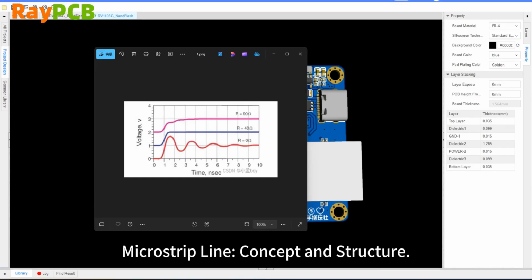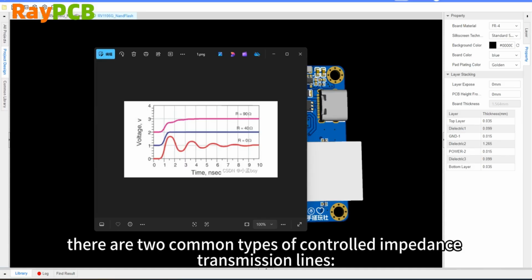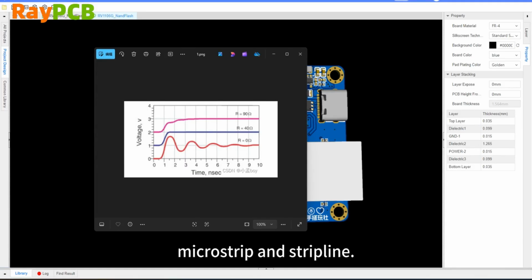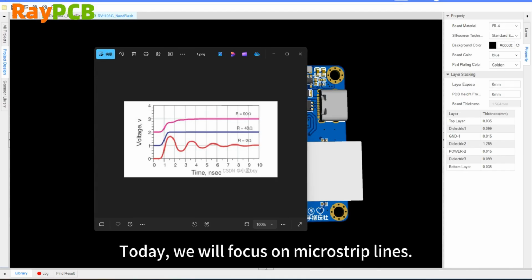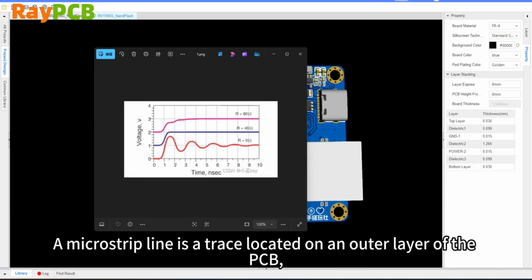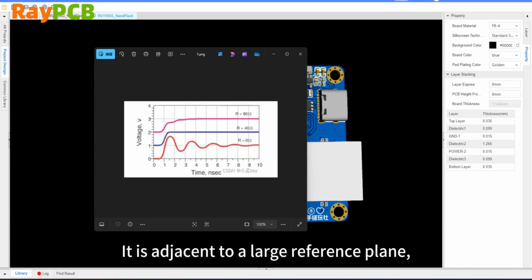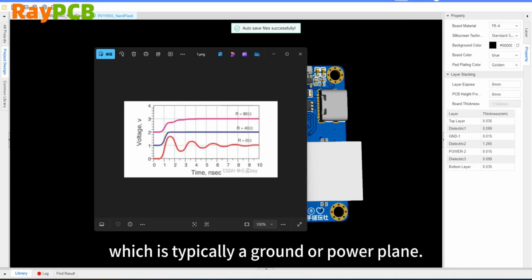The concept and structure of microstrip lines. In multi-layer PCBs, there are two common types of controlled impedance transmission lines, microstrip lines and strip lines. Today, we will focus on introducing microstrip lines. A microstrip line is a conductor located on the outer layer of a PCB, usually on the top or bottom layer. It is adjacent to a large area reference plane, usually a ground plane or a power plane.